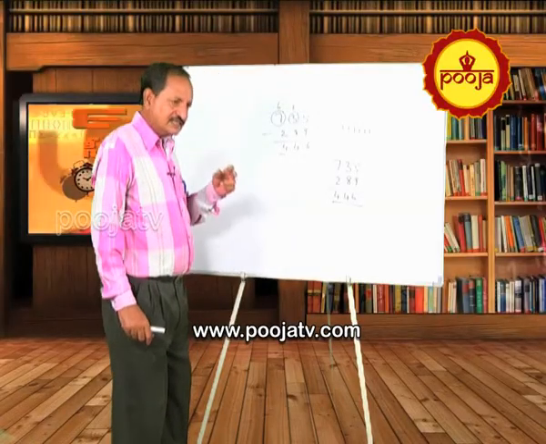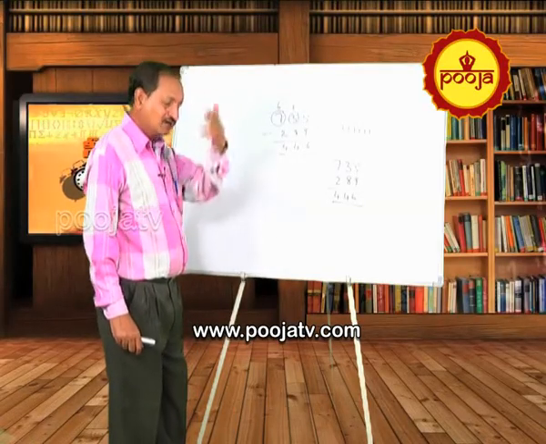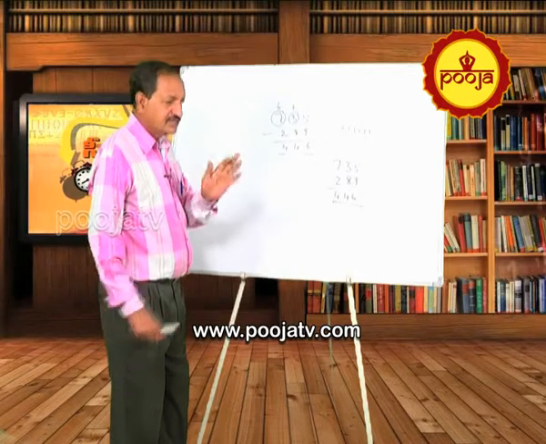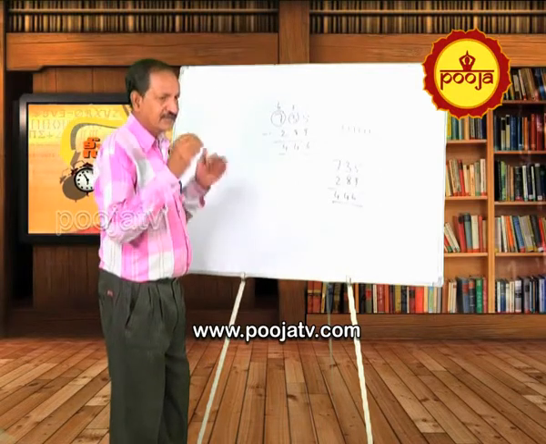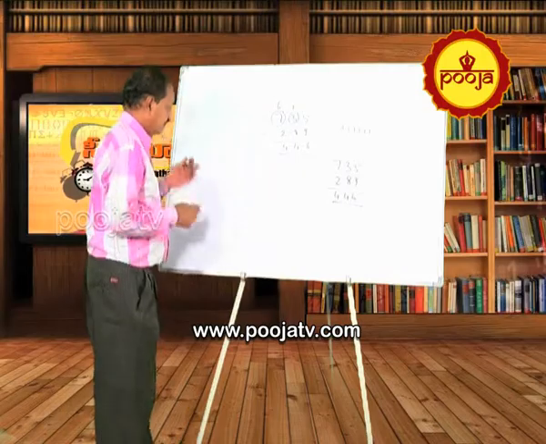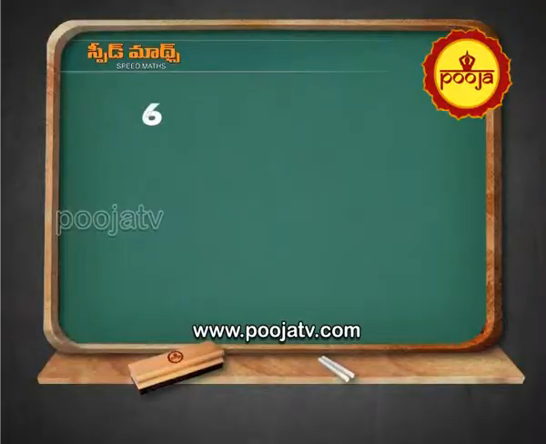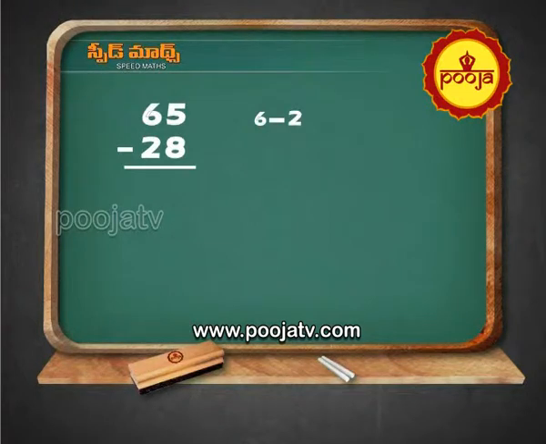Simply you can do it, let it be 2 digits or 2000 digits. You have to see whether it is a match or mismatch, and you have to find what the complement is. Let us go to some more numbers. So 65 minus 28. Okay. Here 65 minus 28, we will start the problem from left to right.